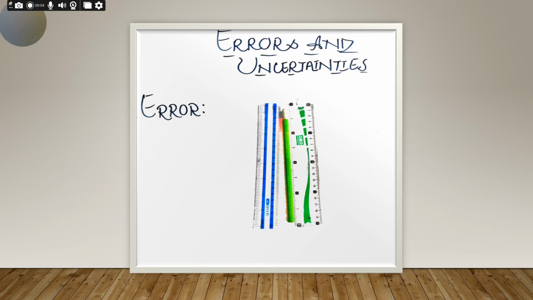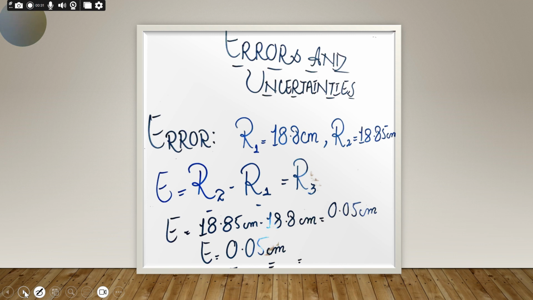In this video, I want to show you a small, simple experiment to understand error and uncertainty. So I took this pencil and I measured it using two different scales, both right in front of you on the screen. One scale gave me a reading of 18.8 centimeter and the other gave me 18.85 centimeter, as you can see over here in the slide. So we got two slightly different values, and that's completely normal.